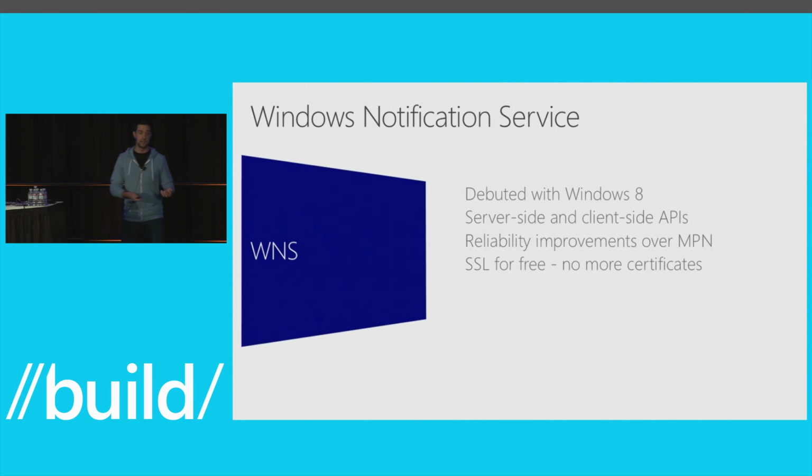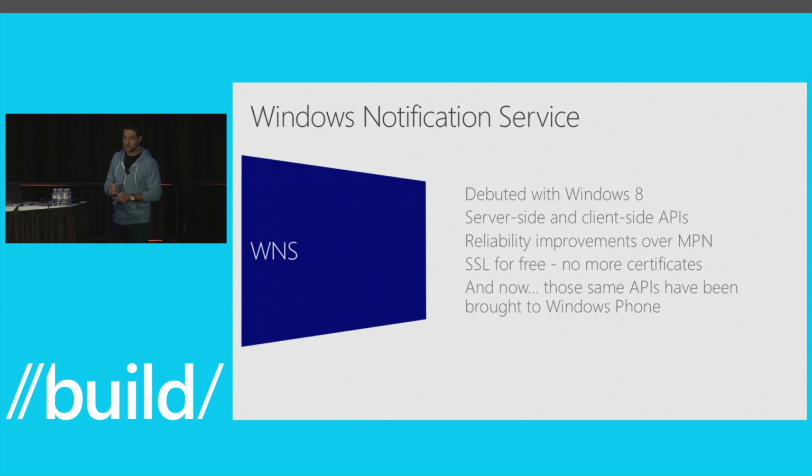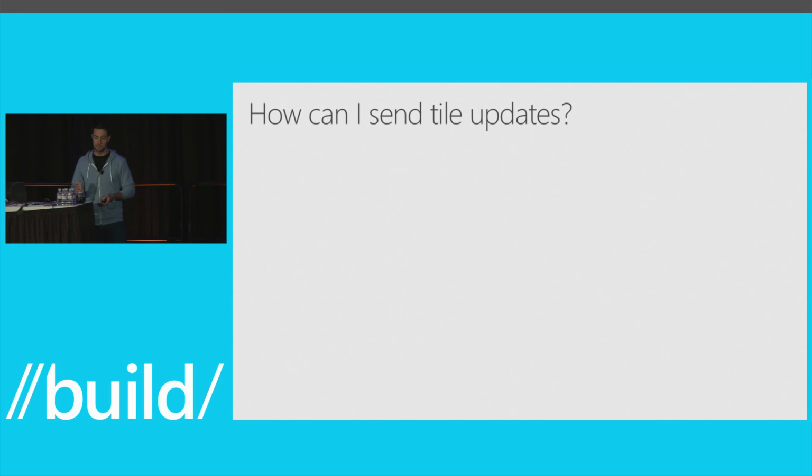So if you use MPNS today, if you're a Windows Phone developer, and you understand that notifications you're sending to the notification service should probably be encrypted, you just get it for free now. We don't make you manage an SSL certificate. This is a big win, we think. And now those same exact APIs are on Windows Phone, the identical ones. And that's going to bring us to our first demo pretty soon.